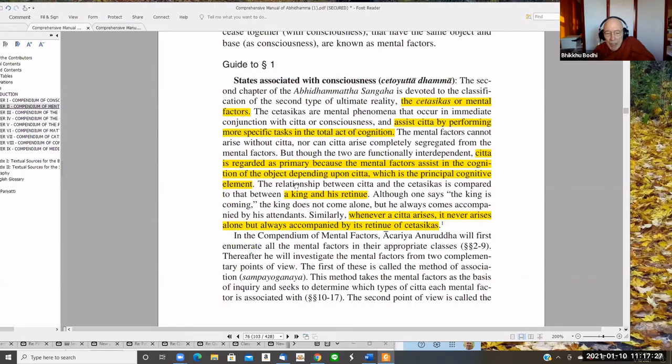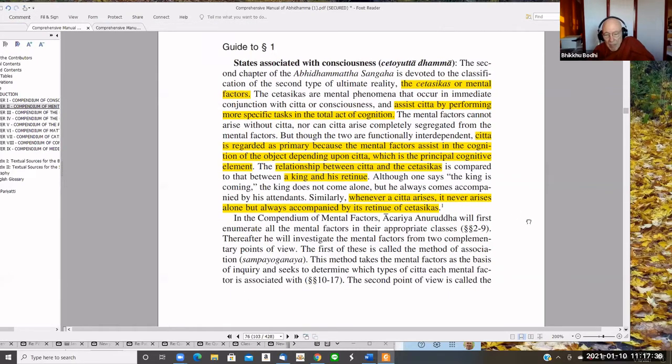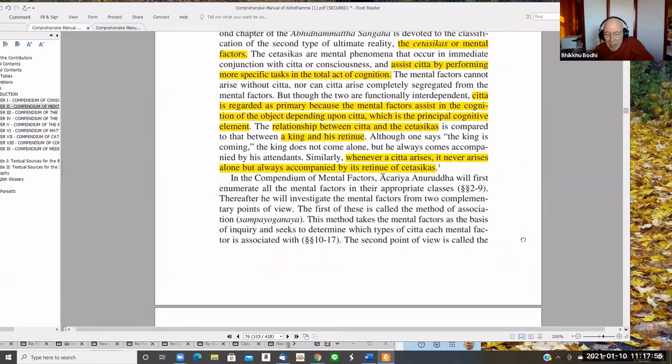And the relationship between the two is compared to that between a king and his retinue. When the king goes someplace, the king doesn't go alone, but he's always accompanied by his retinue of attendants. And so whenever a citta occurs, it doesn't occur alone, but it's always accompanied by this group of mental factors, the chaitasikas.